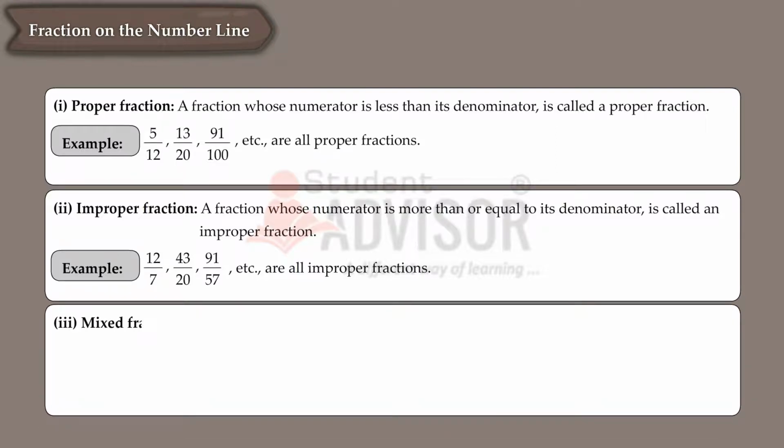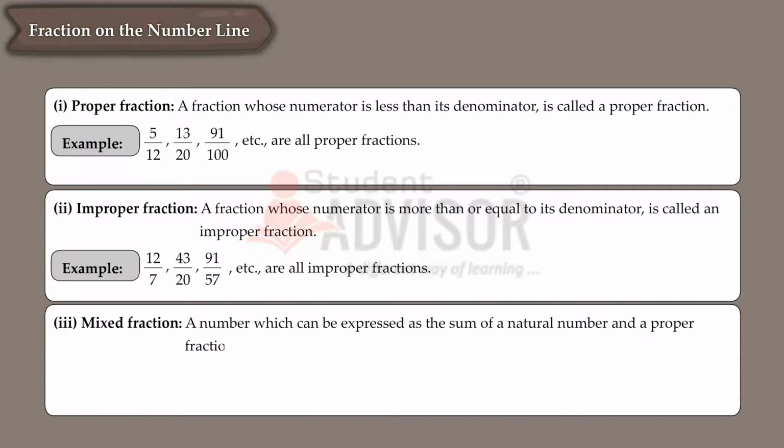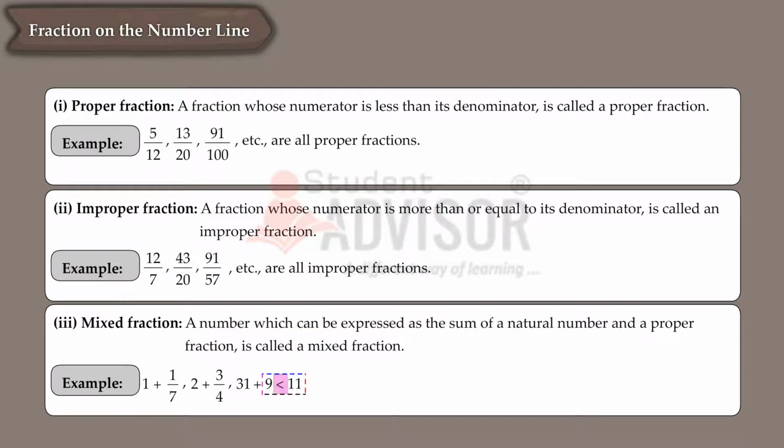Third, mixed fraction. A number which can be expressed as the sum of a natural number and a proper fraction is called a mixed fraction. Study the given example. 1 plus 1 by 7, 2 plus 3 by 4, 31 plus 9 by 11, etc. are all mixed fractions.